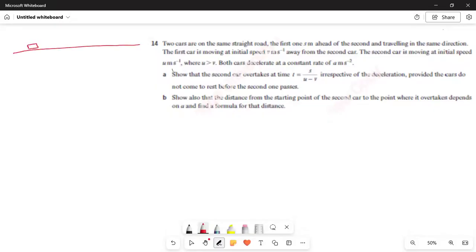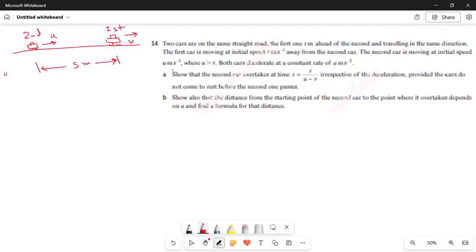So car 1, let me draw it like this. So this is the first car and this is the second car. And the distance between them is s meters. The first car is going in this direction with a speed of v meter per second, and the second car is going in the same direction with a speed u meter per second.